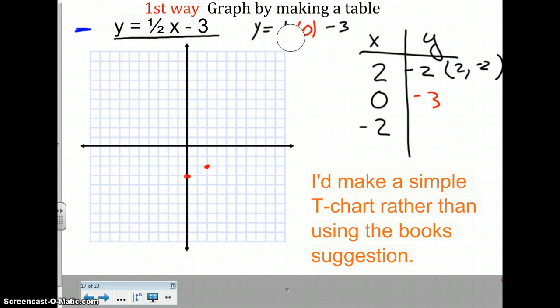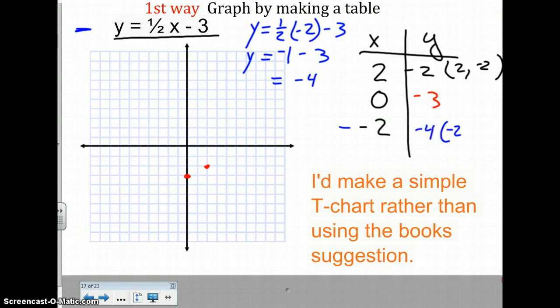Okay, then we go back to the equation, and this time we're going to plug in -2. Again, those are values that I selected. I don't have to use those numbers, you don't have to use those numbers. I usually just try and pick ones that are going to be easy to work with. So in this case, y equals -1 minus 3. So that's going to be -4. So my ordered pair on that one would be -2, -4.